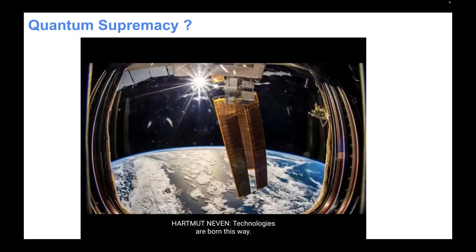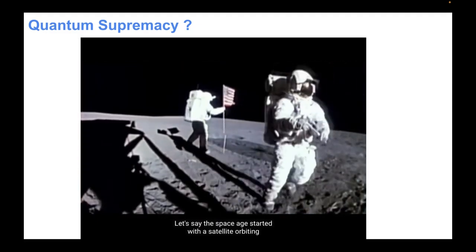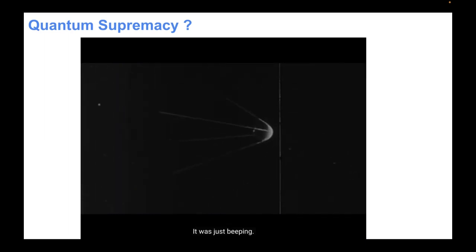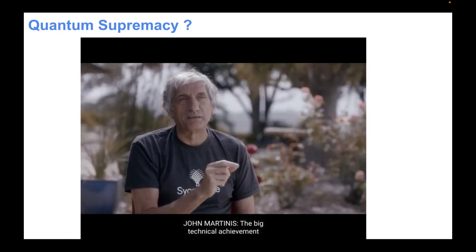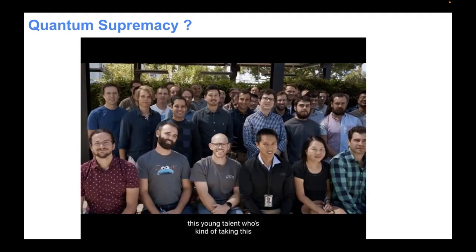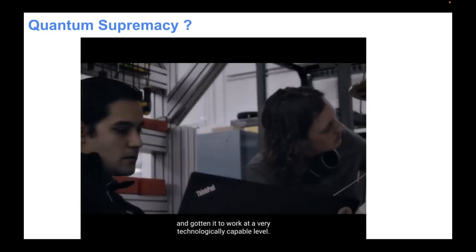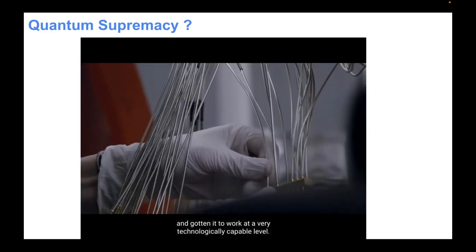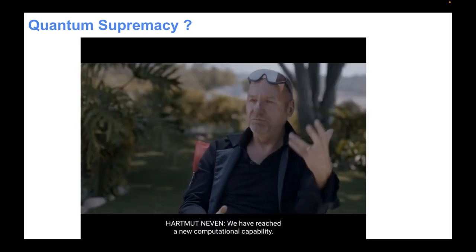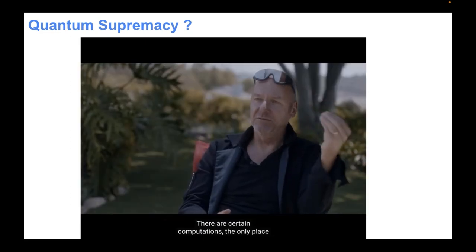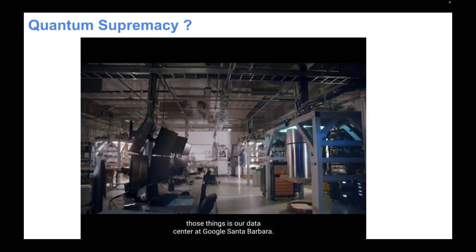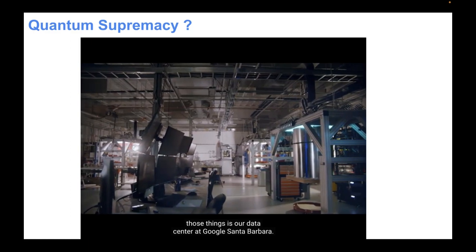Technologies are born this way. Let's say the space age started with a satellite orbiting Earth, and it was not doing much, it was just beeping. The big technical achievement of quantum supremacy was really dependent on all this young talent who's kind of taken this and gotten it to work at a very technologically capable level. We have reached a new computational capability. There are certain computations where the only place in the world where you can compute those things is here in our data center at Google Santa Barbara.